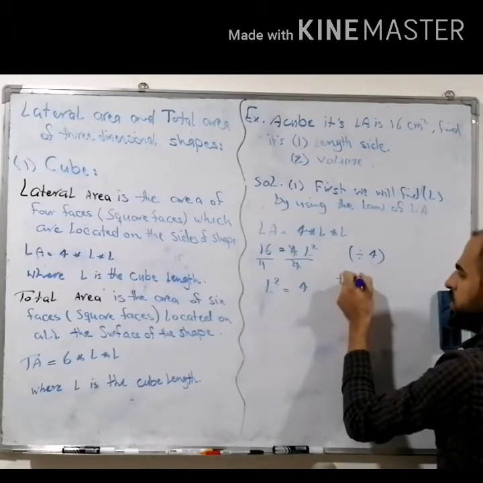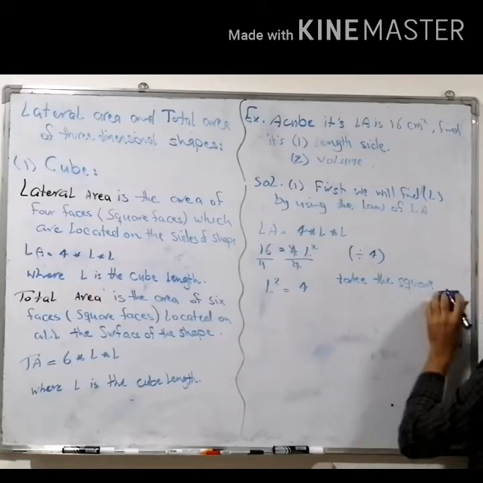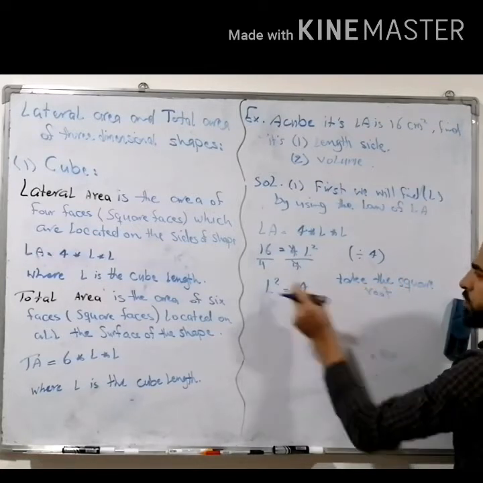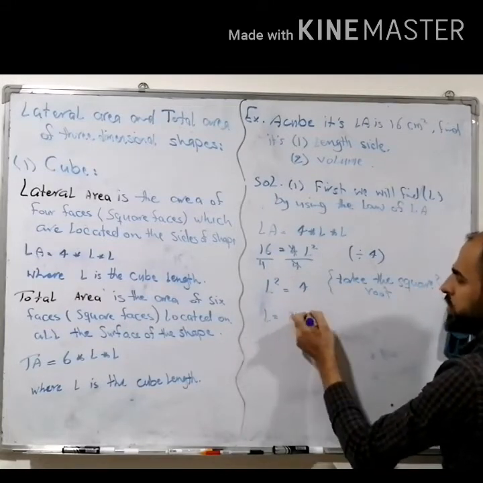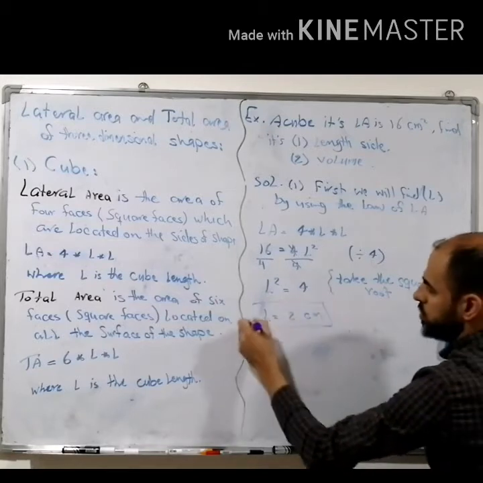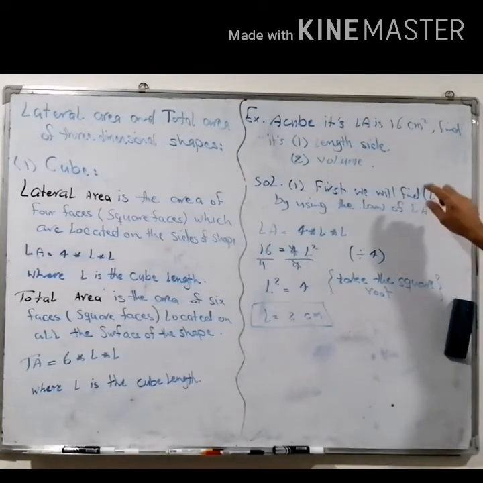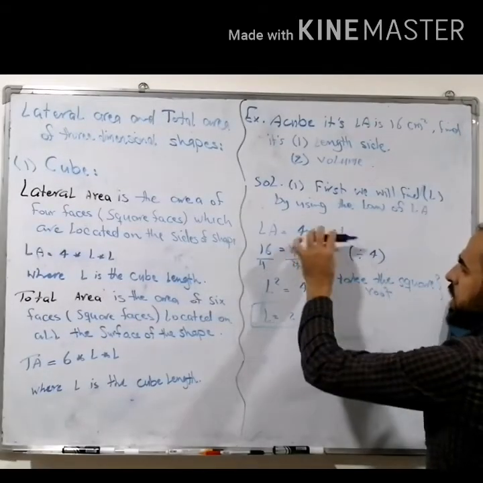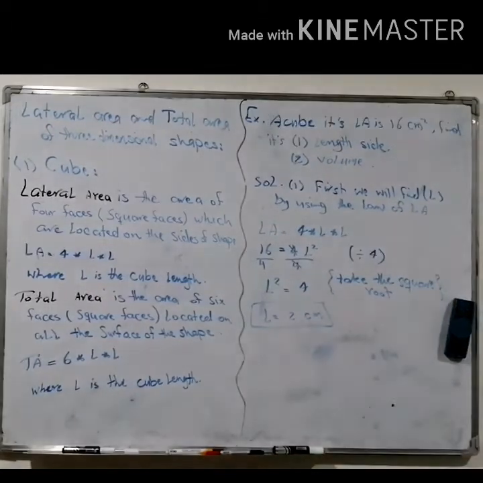Now we take the square root. Why? To remove the power 2 of L. Then L will become 2 centimeter, the length size of the cube. So here we used the law of lateral area to find the length size L. After substituting the value of lateral area and simplifying, we find L, which is equal to 2 centimeter.